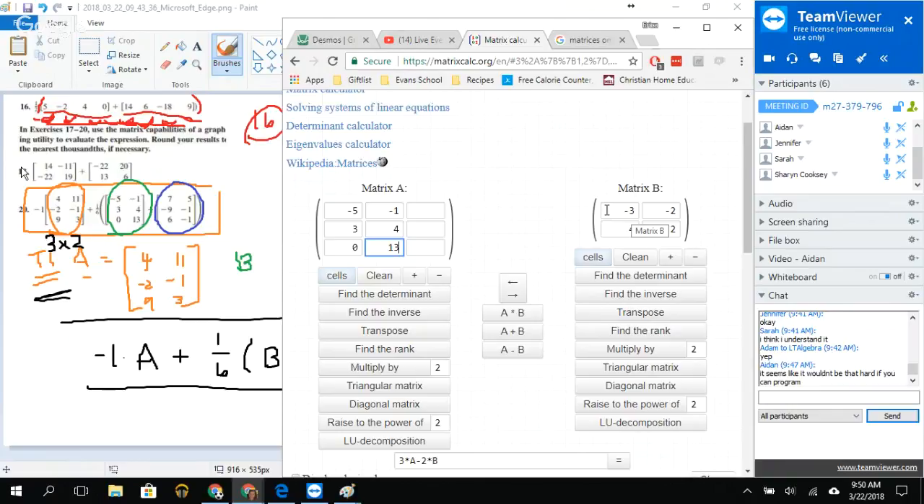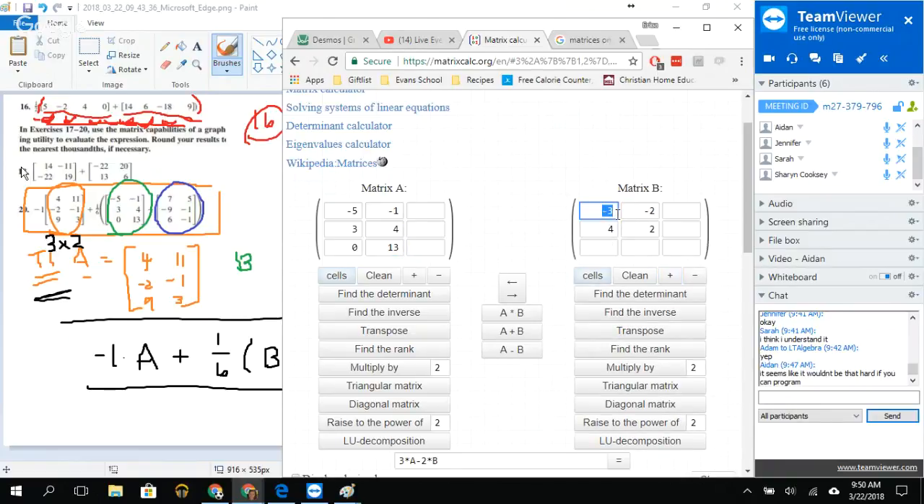Okay, so what I'm doing is I'm putting the green matrix over here as matrix A and the blue matrix as matrix B. Okay, so make it a little bigger. And I have 7, 5, -9.